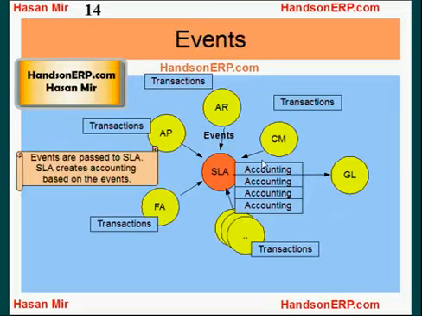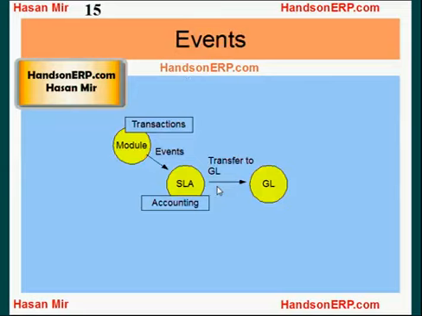Okay, now events are passed over to SLA. Accounting information is not being sent over to SLA because it doesn't even exist. Transactions are entered. Now simply payables is going to send over the event information to SLA saying that this invoice has been entered and these are the details for the invoice. Okay, so event information is sent over to SLA. Just keep that in mind. So this is how it works.